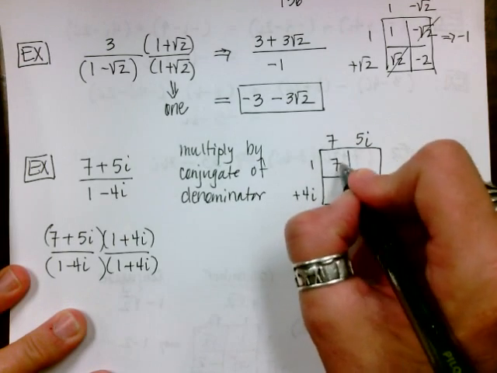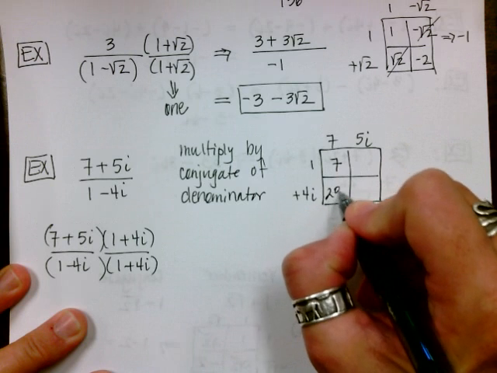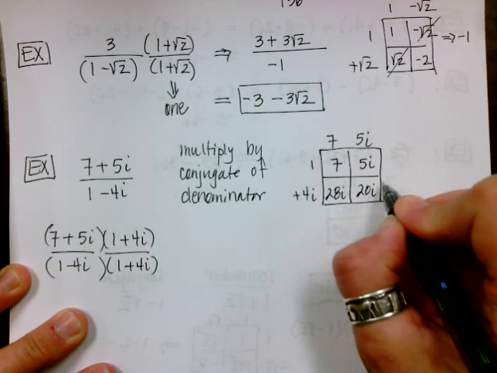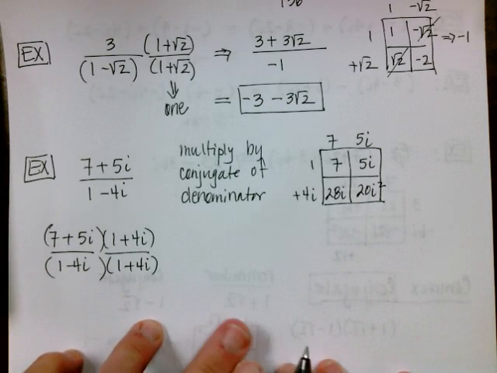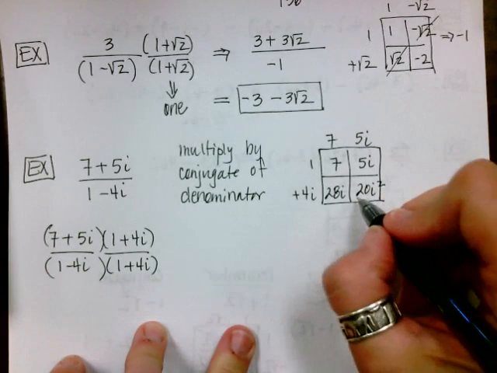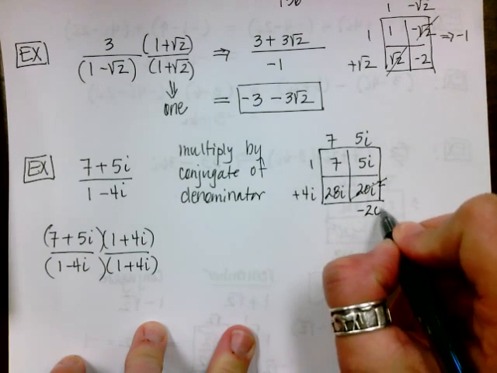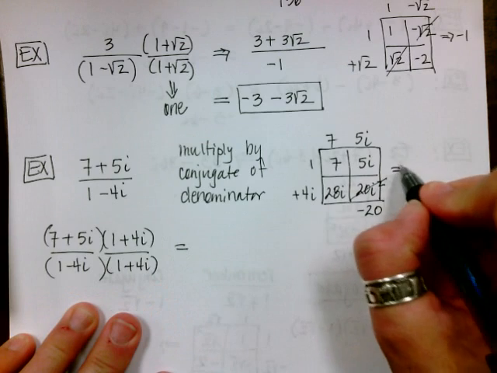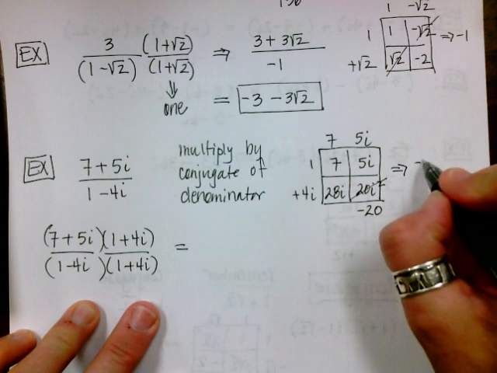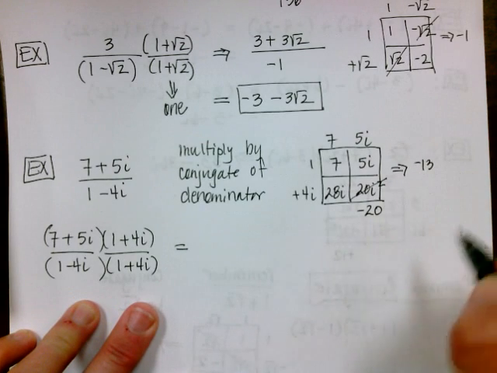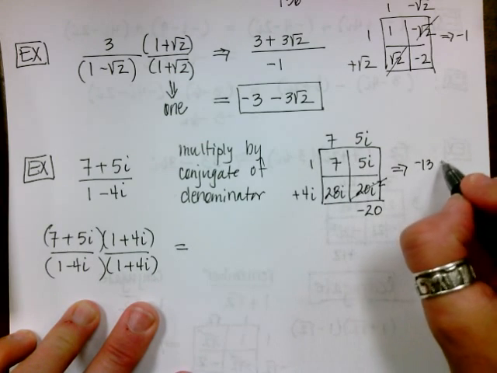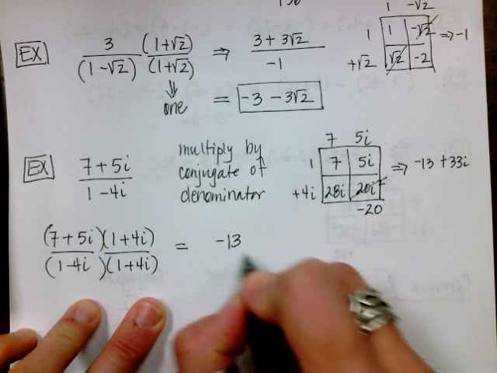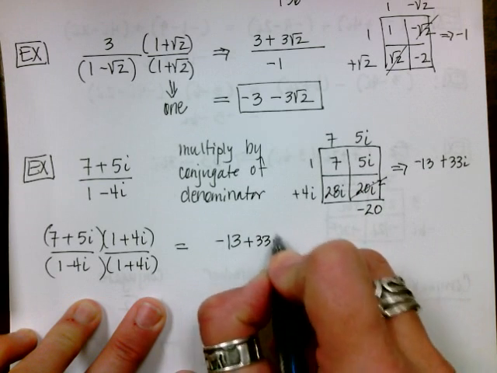7 times 1 is 7. 7 times 4 is 28i. This is 5i, and this is 20i squared. Remember that an i squared is a negative 1. That changes this to a negative 20. So now if I write down the TOPS solution, 7 minus 20 is a negative 13, and 28 plus 5 is a positive 33i. So that's your numerator. So there's the 13 and the 33i.